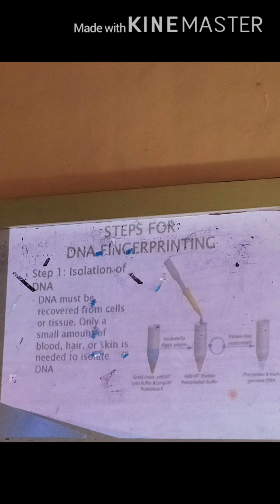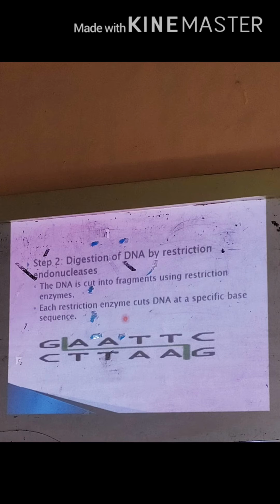Here are the 8 steps for DNA fingerprinting. First step, isolation of DNA. DNA must be recovered from cells or tissue. Only a small amount of blood, hair, or skin is needed for isolation of DNA. Step 2, digestion of DNA. By restriction endonucleases, the DNA is cut into fragments using restriction enzymes. Each restriction enzyme cuts DNA at a specific base sequence.